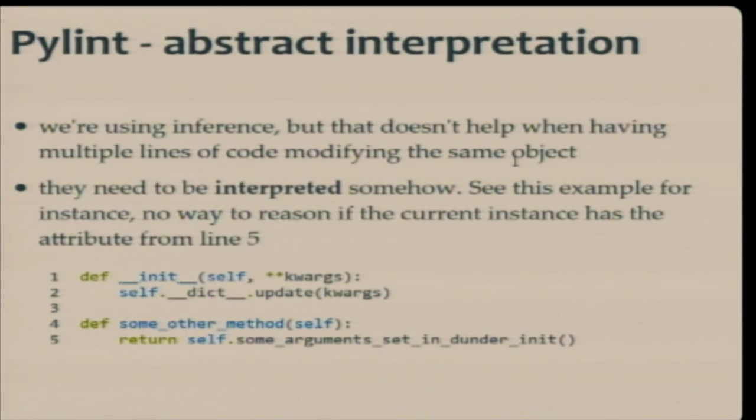I'll go really fast from now on, because I don't have much time left. Basically, abstract interpretation will help Pylint for this kind of code. In this particular example, the __dict__ is updated with a dictionary of, I don't know what kind of arguments will be passed. And at line 5, we will call some arguments set in __init__ or whatever other attribute, and that attribute might not exist. What happens right now is that Pylint says, hey, you don't have that attribute, but we actually have that attribute because we just inserted it at line 2. So that's what abstract interpretation is going to fix, because it will interpret every logical line in your code, and it will know at the end what side effects each line had.